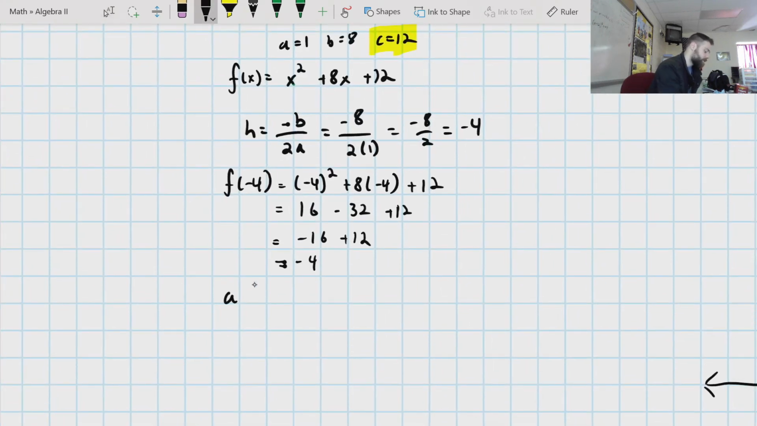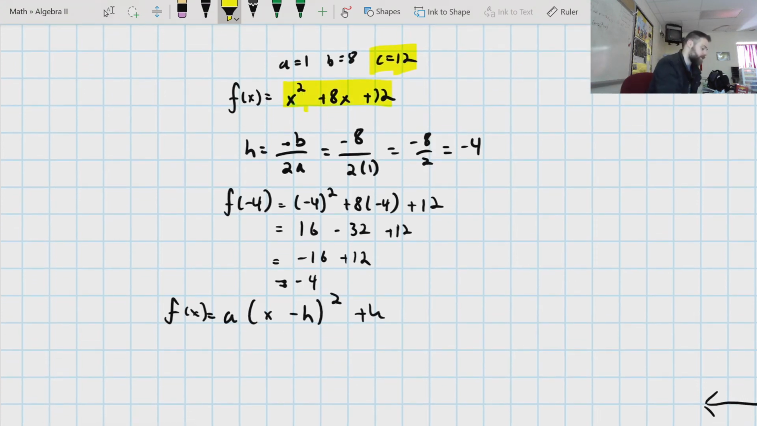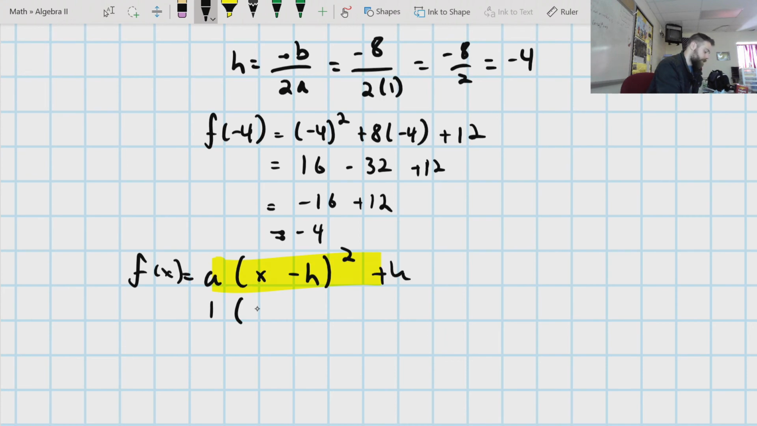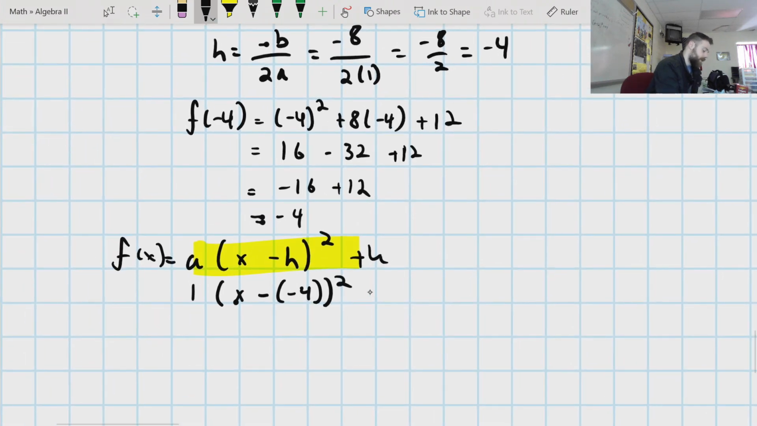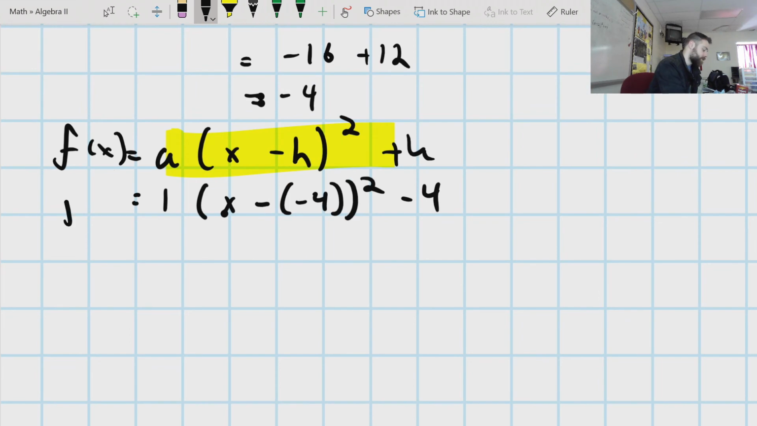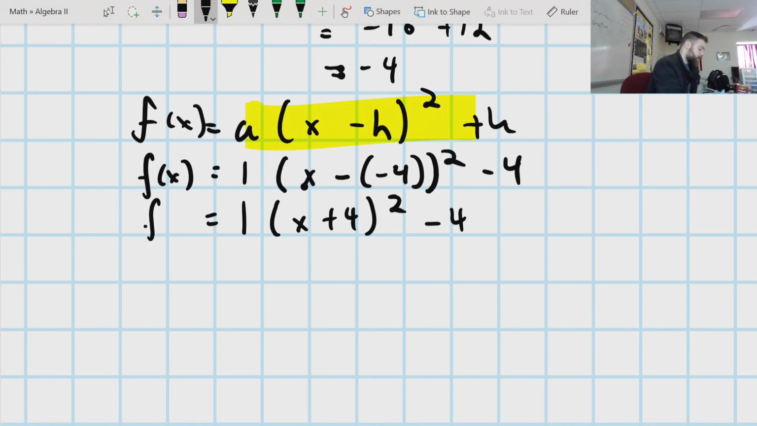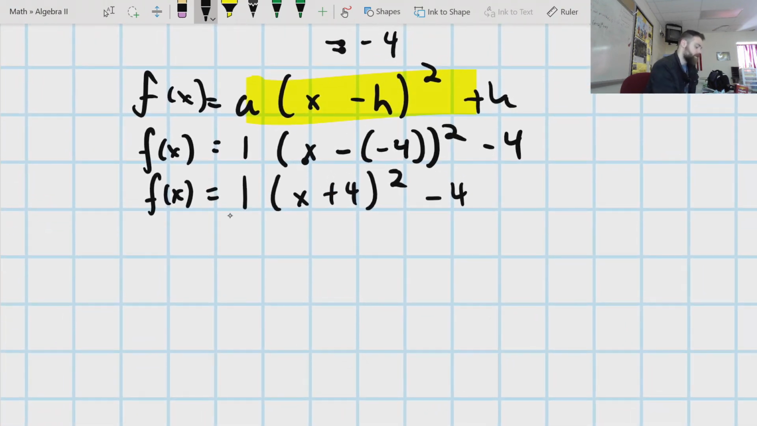So I've got a times x minus h squared plus k is also equal to f of x. So again, you're just changing the form to be able to shift that function. So here's the claim, this function is the same as this one whenever I plug these values in. So a is 1. H is negative 4, so negative of a negative is a positive, plus 4 on the inside. And k is negative 4 on the outside. It's equal to f of x. So this gives me 1 times x plus 4 squared minus 4, and so I set this entire function equal to 0. So I'm left with 1 times x plus 4 squared minus 4 equals 0.